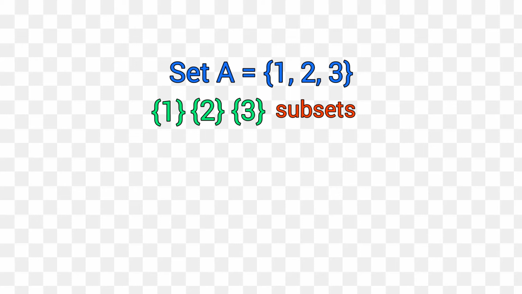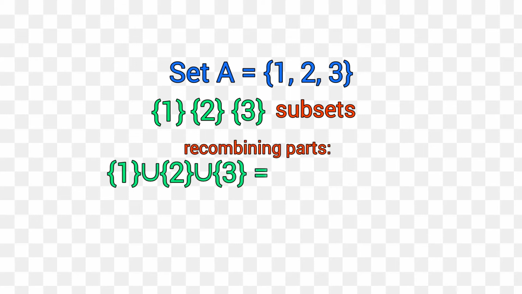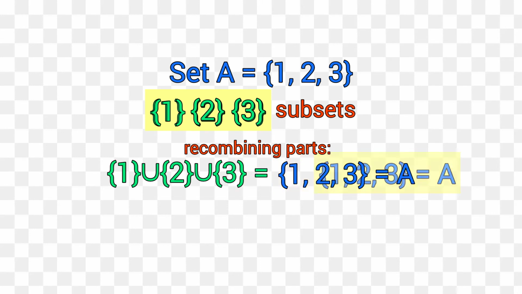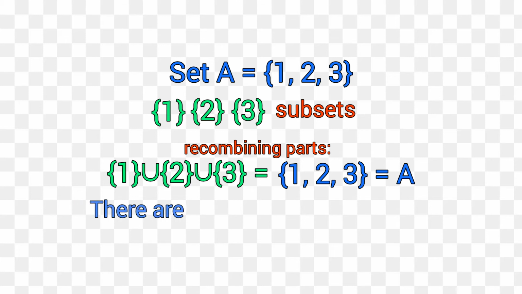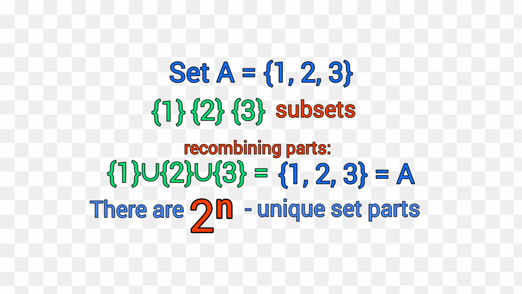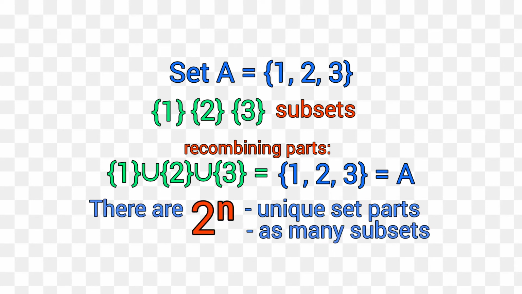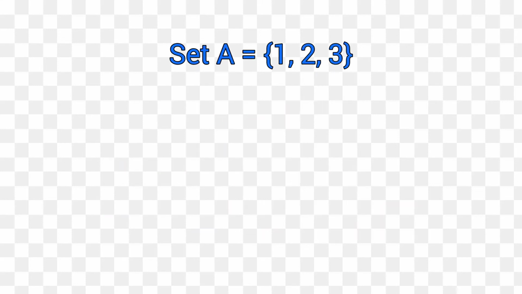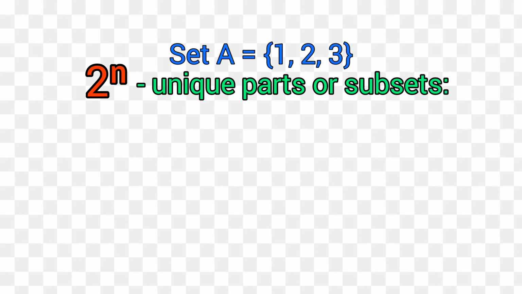To show that these are the parts making up set A, we can recombine the parts by using the set operation known as the union of sets. And we showed that the 3 subsets are equal to set A, meaning that subsets are parts of a set and not elements of the set. We can therefore state that there are 2 exponent n unique set parts, as there are 2 exponent n subsets. To demonstrate this, let us try to dismantle set A into 2 exponent n unique parts or subsets.